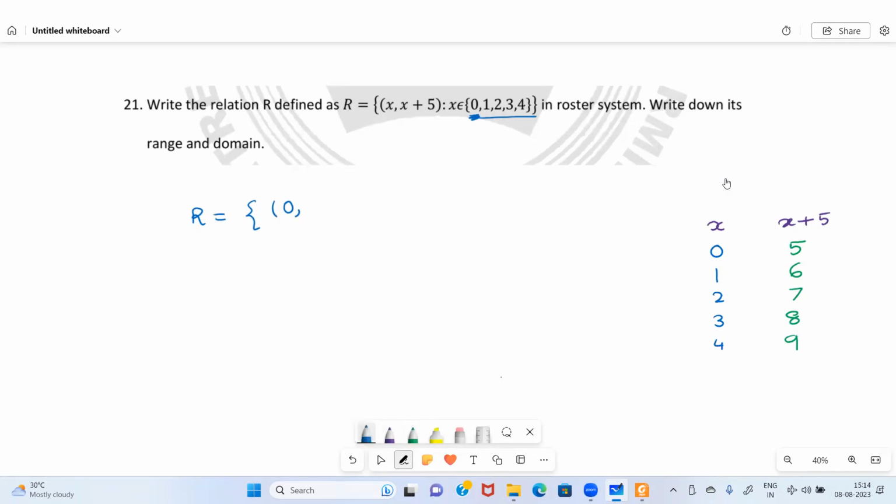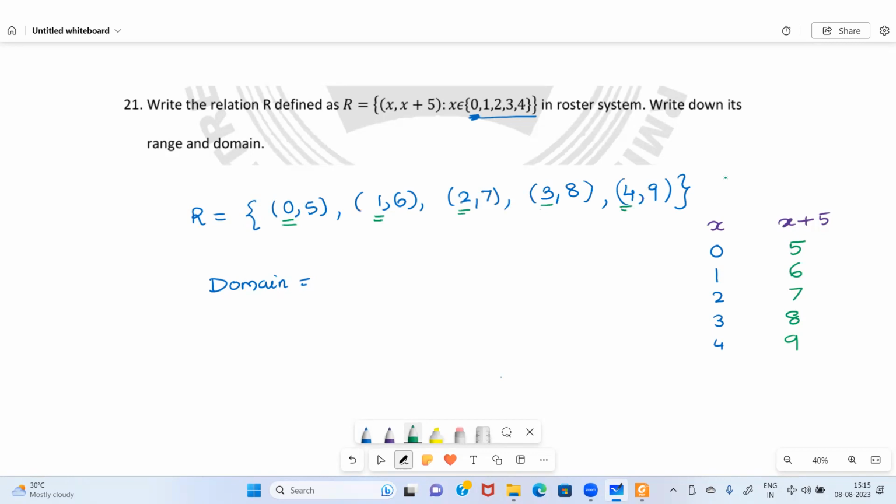Therefore, the ordered pairs in the relation will be (0, 5), (1, 6), (2, 7), (3, 8), and finally (4, 9). Clear, students? So we need to write domain and range. Domain is nothing but the set of all first elements in the ordered pairs. Domain is nothing but 0, 1, 2, 3, and 4.